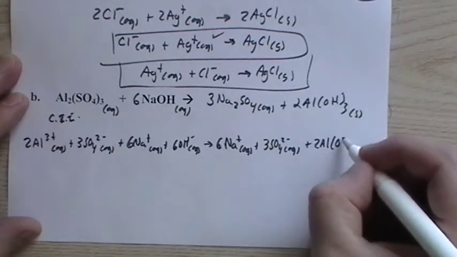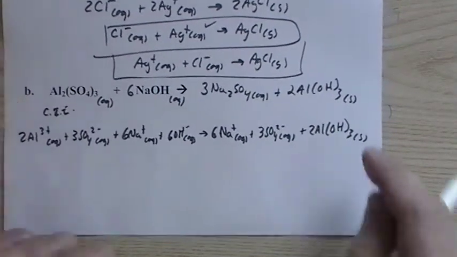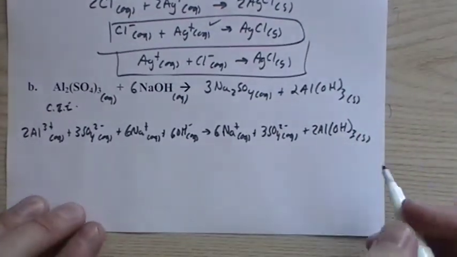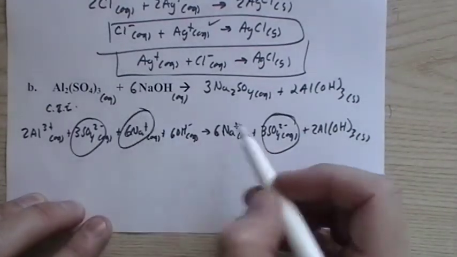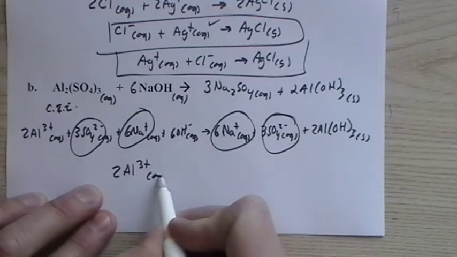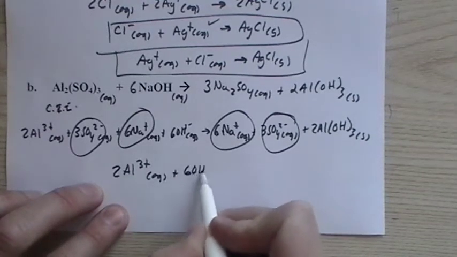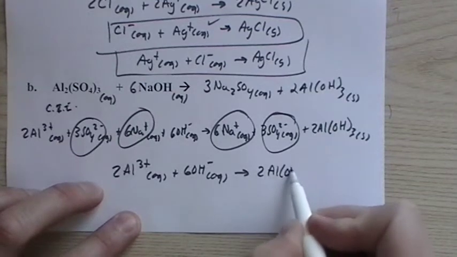2 aluminum hydroxide, I got so used to breaking them up into the ions, but this is solid, so we leave it alone. Now we have sulfates that do nothing. Those are our spectator ions. Sodium does nothing. So we have 2 aluminum plus 6 hydroxide ions produce 2 aluminum hydroxides.